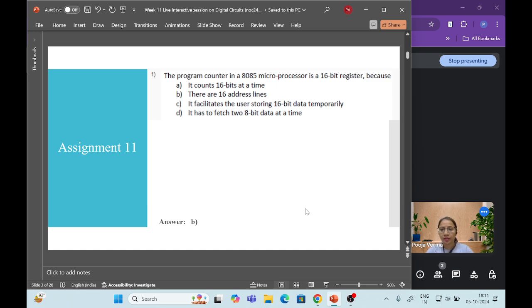The first question is: the program counter in an 8085 microprocessor is a 16-bit register because option A, it counts 16 bits at a time; option B, there are 16 address lines; option C, it facilitates the user in storing 16-bit data temporarily; or option D, it has to fetch 8-bit data at a time. So which option is correct?